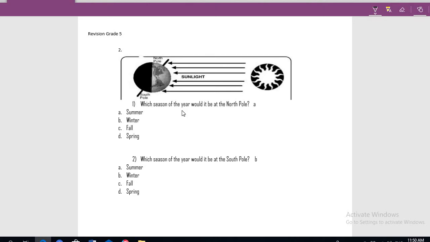Which season of the year would it be at the North Pole? This is the North Pole and this is the South Pole. The sun. North is near to the sun, while South is away from the sun. Look, North is near to the sun. So North will be summer, while South will be winter. So at the North Pole it will be summer, while at the South Pole it is winter.